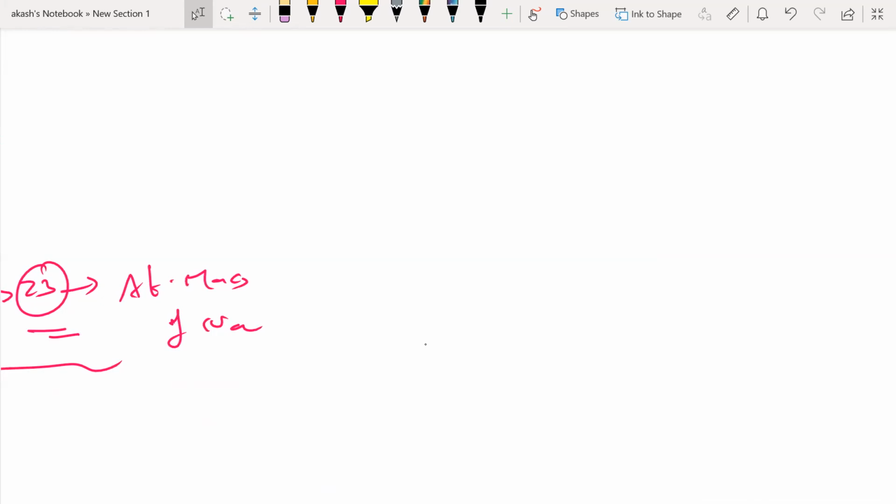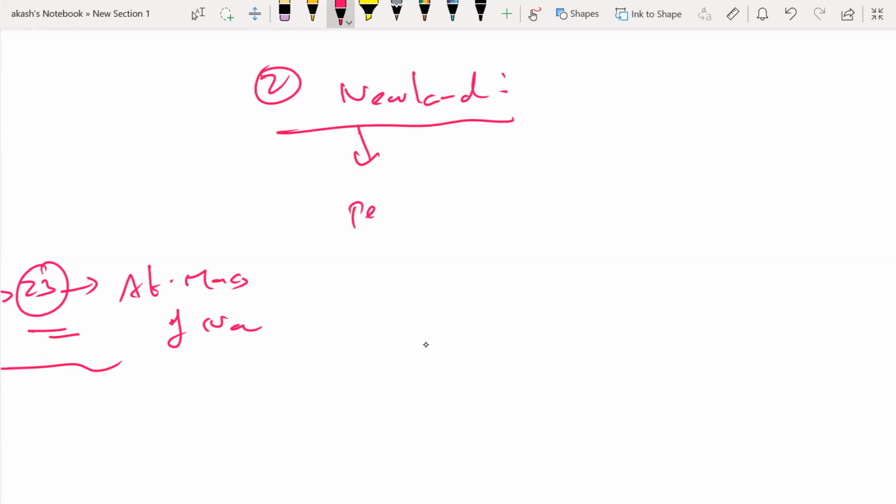Who made the next attempt in classifying elements? The second person was Newlands. Newlands was a scientist who attempted to make a classification for elements. Again, the periodic function, the basis of its classification, is going to be atomic mass only. So whatever problem we face, the problem of isotopes, will still exist in Newlands' classification also.